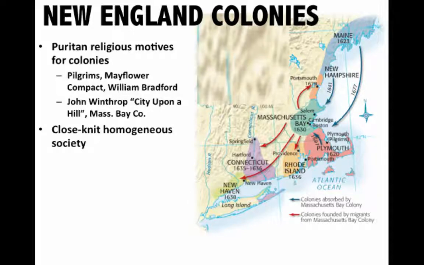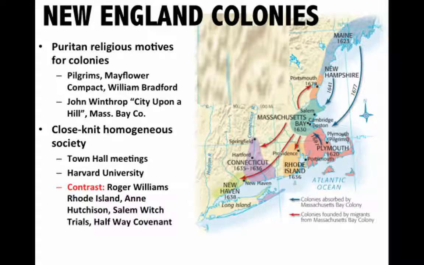Close-knit, homogeneous society. Everything's very similar. You have these religious motives. Not everyone was Puritan, but it was the core of the early period of the New England colonies. You have this seen, of course, in the town hall meetings where all adult male church-going members had a huge amount of power. Harvard University is established in 1636 as a place to train ministers in the colony.